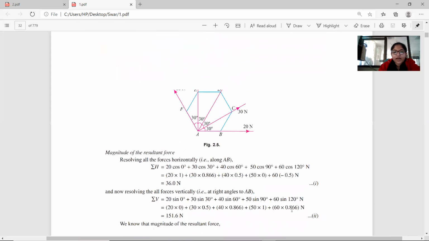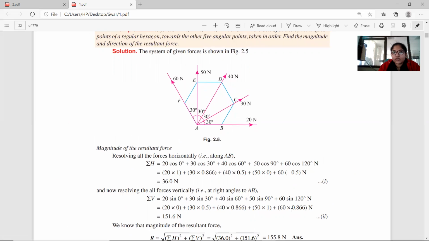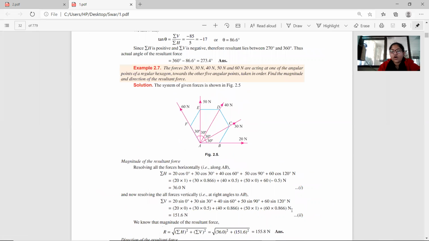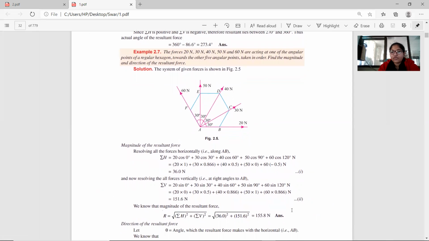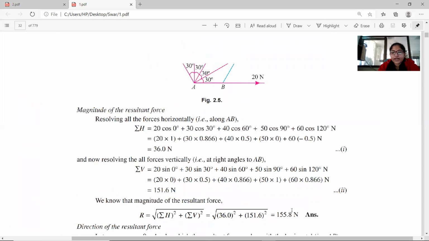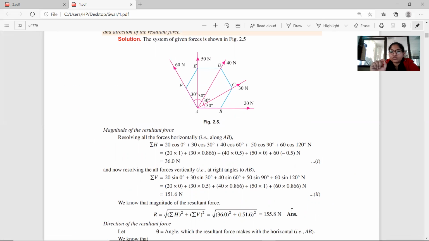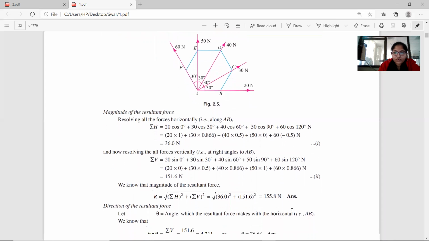Now we have to calculate the magnitude of the resultant force. How do we calculate that? R equals the square root of sigma h square plus sigma v square, which is our formula. We calculated the sigma h value and sigma v value as 36 Newton and 151.6 Newton. Putting these values into this equation, my resultant will be 155.8 Newton, which is our first answer.